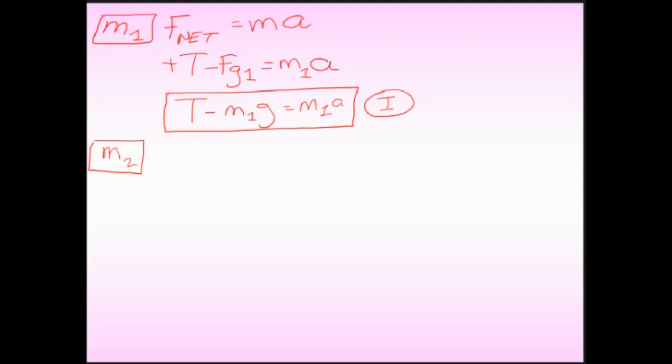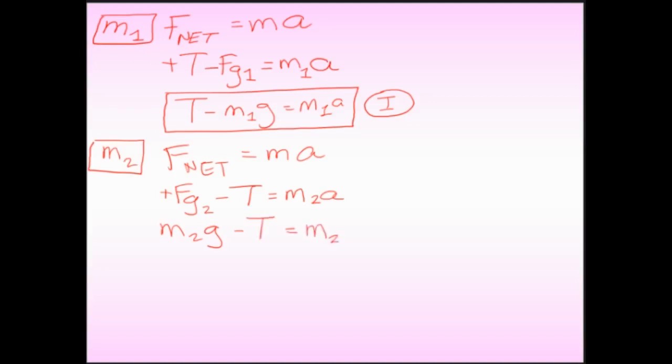Is it still F net equals ma? Of course, if one part of the system is accelerating, anything else connected to it is also accelerating as well. So F net equals ma. Who would like to tell me the second line for that equation? Yes, now gravity is winning. So plus Fg2 equals technically M2A. Same thing, M2G minus tension equals M2A.